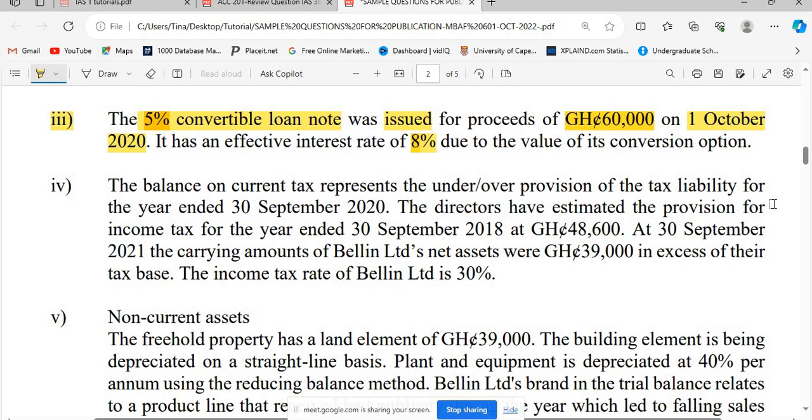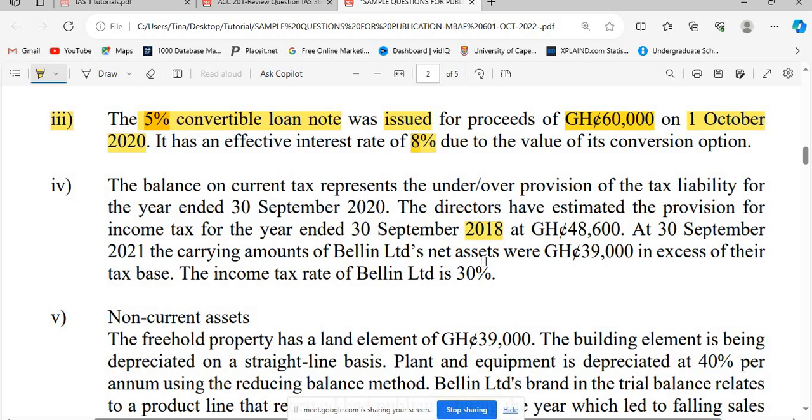All right. So with this question, they were trying to adjust the years to suit this current year, but I think they missed out with the income tax estimate. It should have been 2021, right? But they didn't. Okay, so let's start with the first aspect, which is the under and over provision.